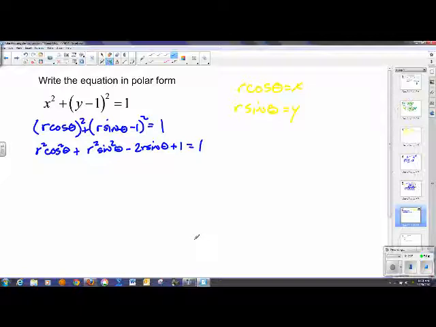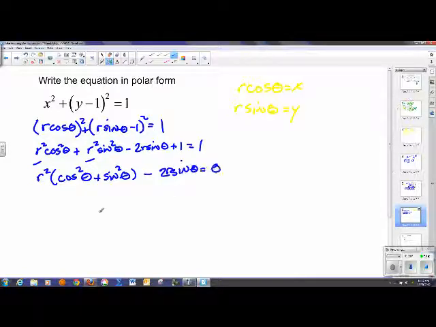So you'll notice if I bring the 1 over to the other side and notice that I have an r squared in common here, I have r squared times cosine squared theta plus sine squared theta minus 2r sine theta is equal to 0.